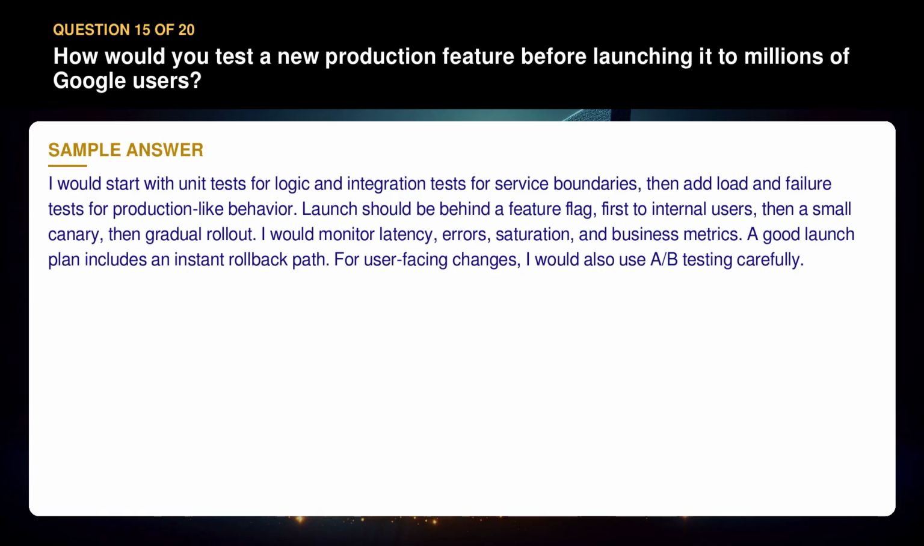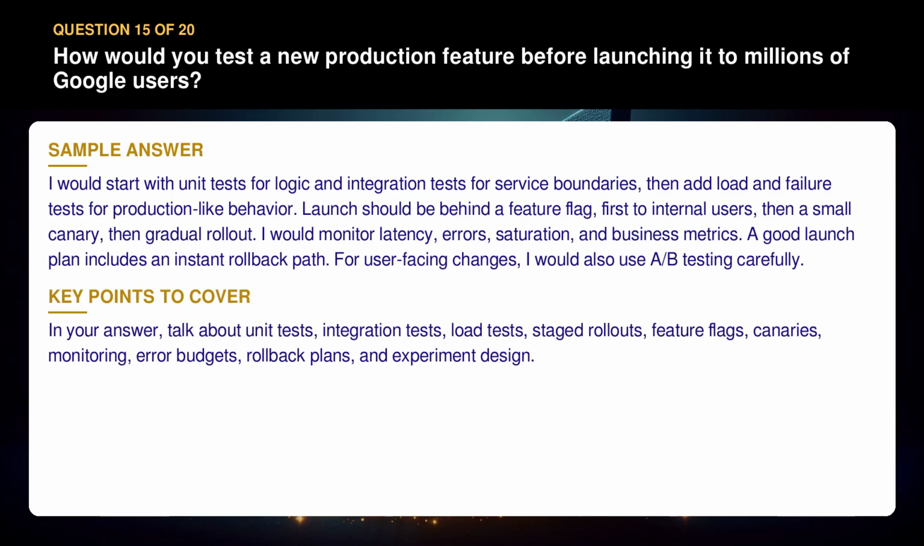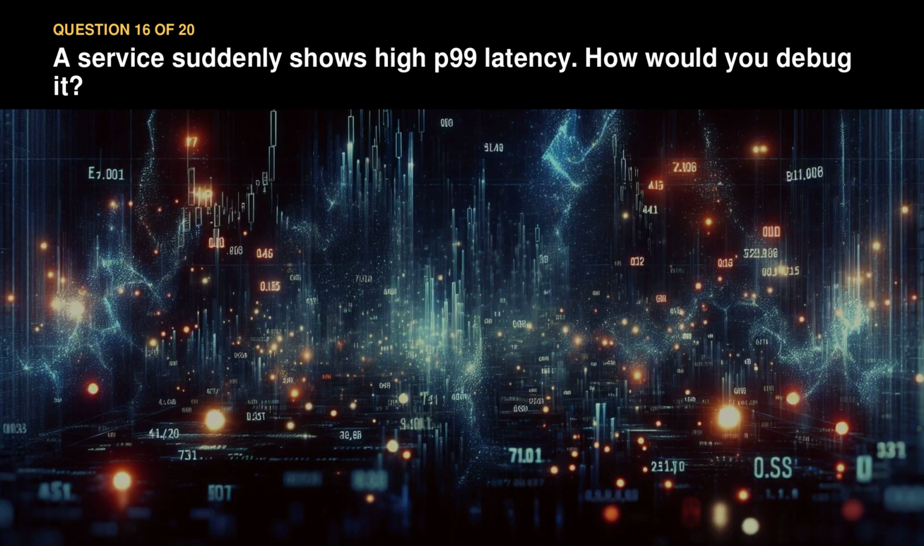For user-facing changes, I would also use A/B testing carefully. In your answer, talk about unit tests, integration tests, load tests, staged rollouts, feature flags, canaries, monitoring, error budgets, rollback plans, and experiment design. Question 16. A service suddenly shows high P99 latency. How would you debug it?